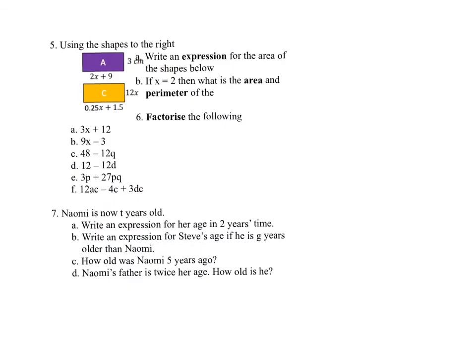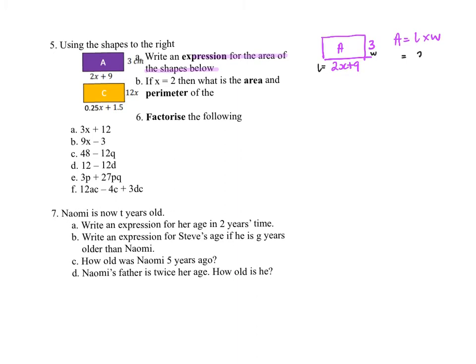Okay, in this next question, it says using the shapes to the right, sorry, they've gone to the left now. It says write an expression for the area of the shapes below. So I'm going to call it these two shapes. So really what I have is shape A, and I think it's put a 3 there and a 2x plus 9. And they want me to find an expression for the area. Now remember, area of a rectangle is length times width. So I might call this the length and this the width.